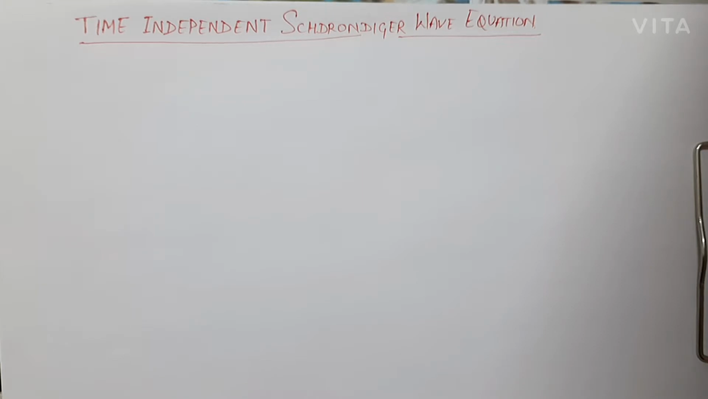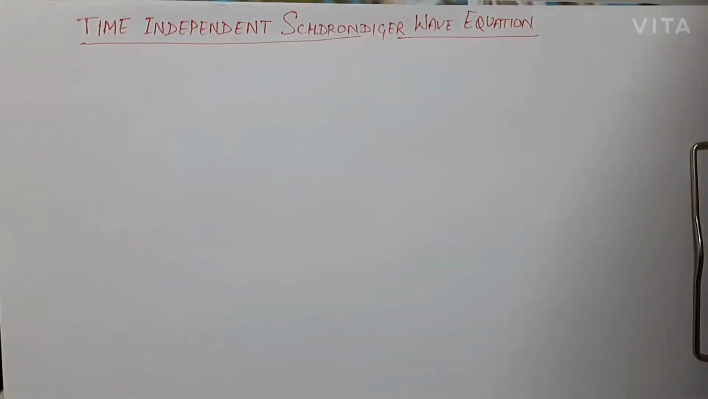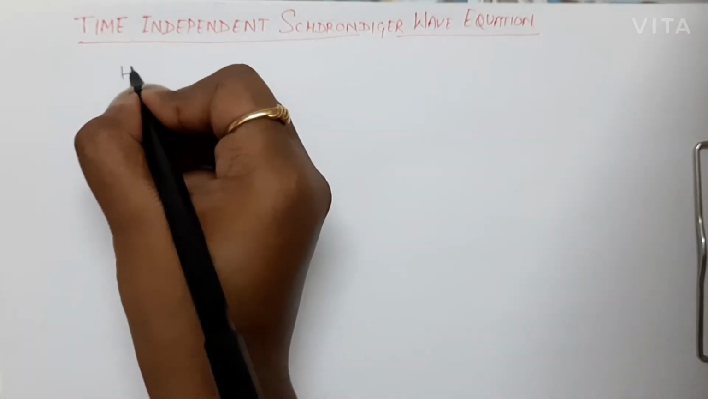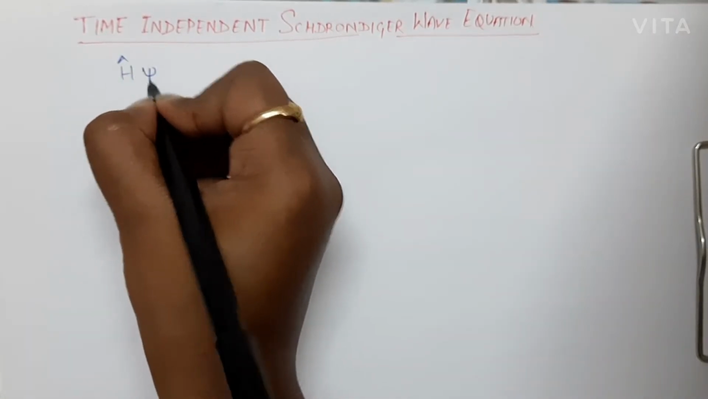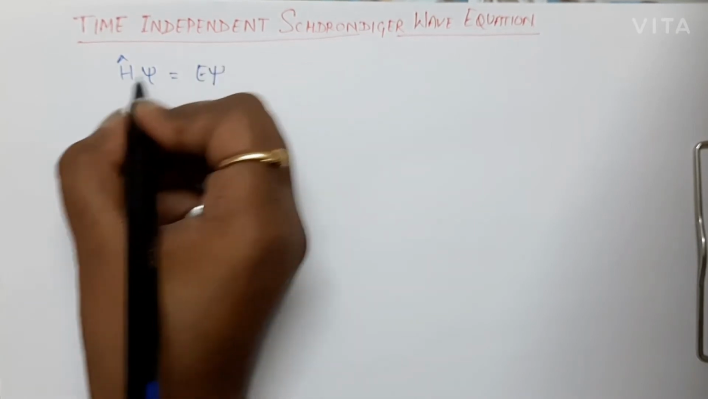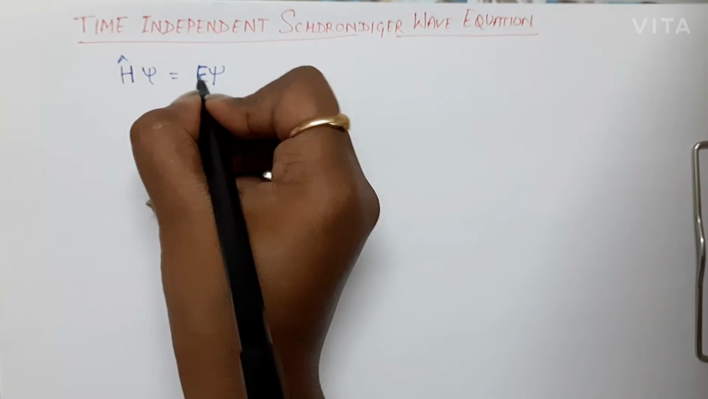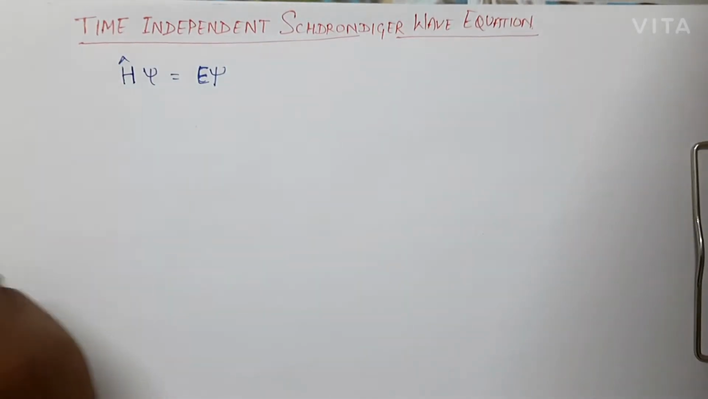So in the previous video of quantum chemistry, we discussed the postulates of quantum mechanics. In this video, we are going to discuss the Schrodinger wave equation. The first one we are going to discuss is the time-independent Schrodinger wave equation. We have the equation H psi equals E psi, right? Here H is the Hamiltonian operator for the energy E, right?